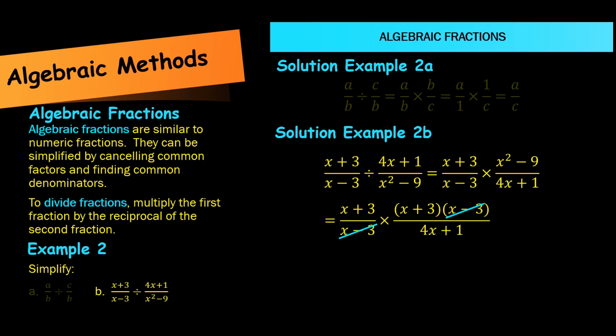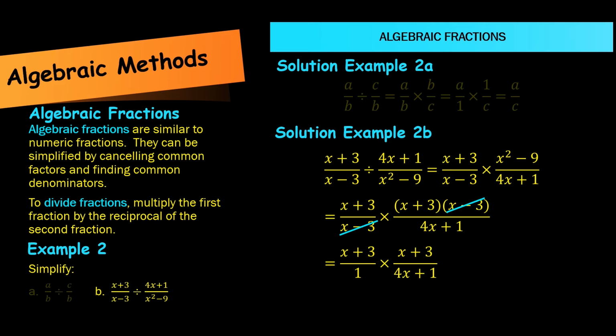We can cancel the x minus 3's as shown, and then multiply this fraction by this one, to give x plus 3 squared all over 4x plus 1 as shown.